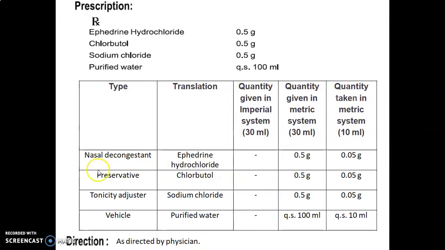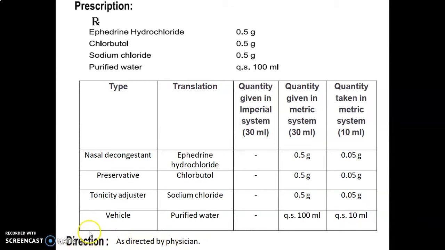Ephedrine hydrochloride, used as a nasal decongestant. Quantity given 0.5 gram, multiply it with factor 0.1, we get 0.05 gram. Chlorbutol, used as a preservative, 0.5 gram, multiply it with the factor, we get 0.05 gram. Sodium chloride, used as a tonicity adjuster, 0.5 gram, multiply with the factor, we get 0.05 gram. Purified water, used as a vehicle, quantity sufficient up to 100 ml, and for preparing 10 ml we require quantity sufficient up to 10 ml. Direction: as directed by physician.